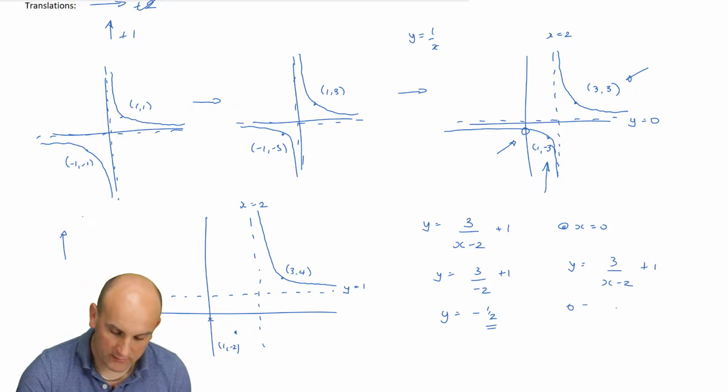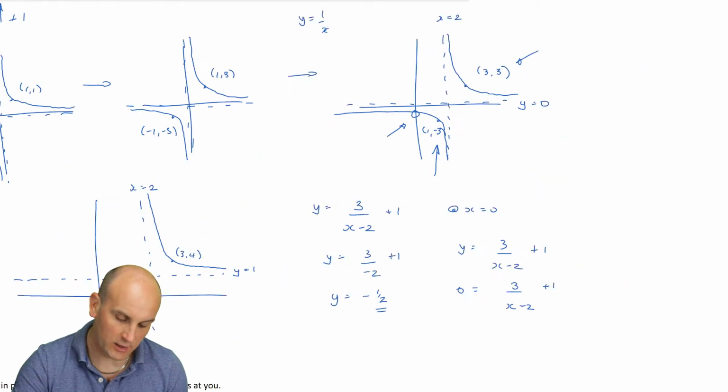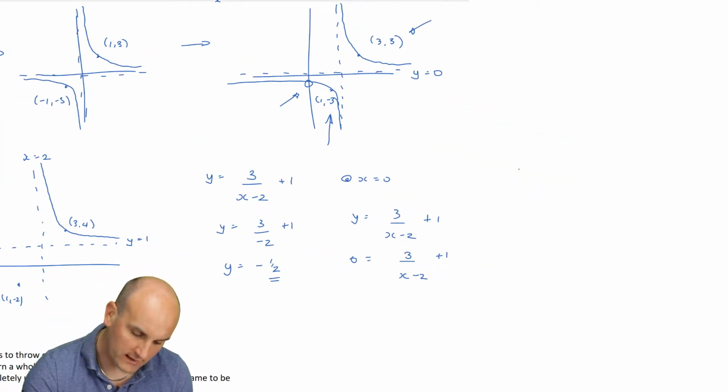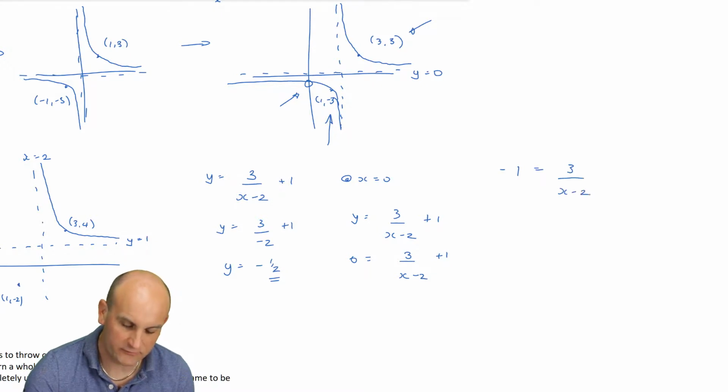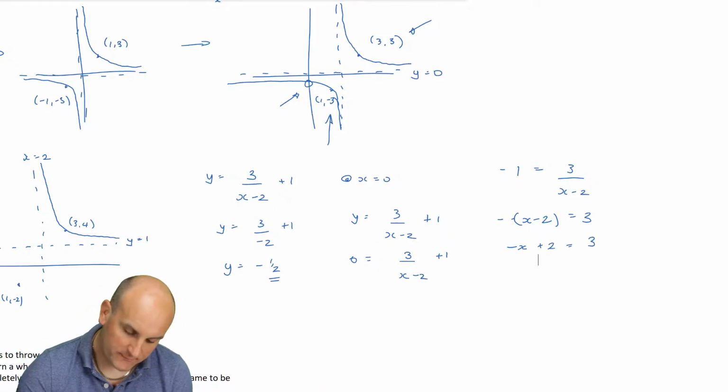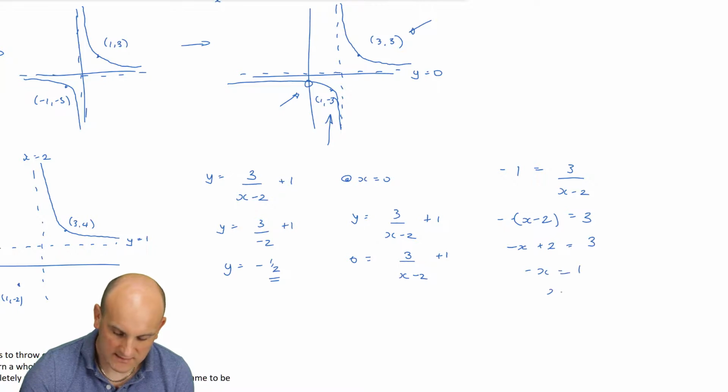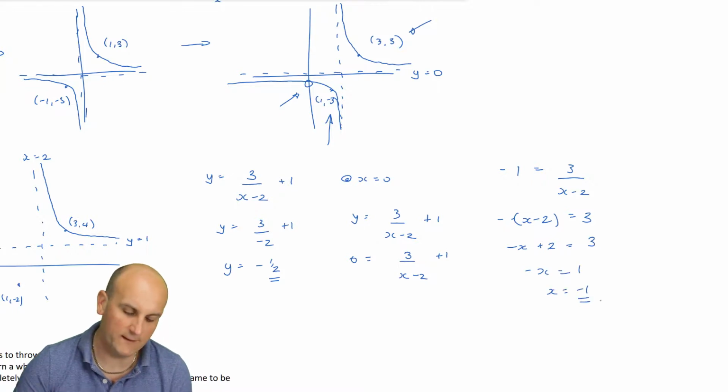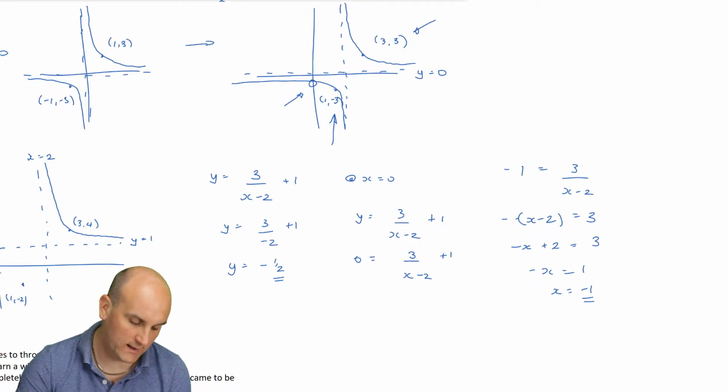So I'm going to have y is equal to 3 on x minus 2 plus 1. I want 0 is equal to 3 on x minus 2 plus 1. Let's scroll it over a moment. So we're going to get -1 is equal to 3 on x minus 2. Multiply both sides by x minus 2 gives me minus brackets x minus 2 equals 3, minus x plus 2 is equal to 3. So take away 2 from both sides gives me minus x is equal to 1. So x is equal to -1. So when y equals 0, x is equal to -1.